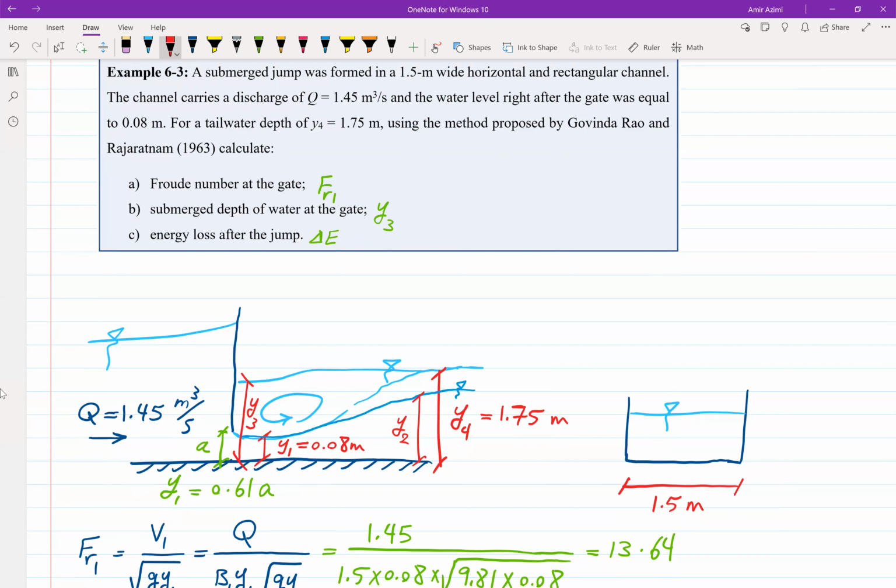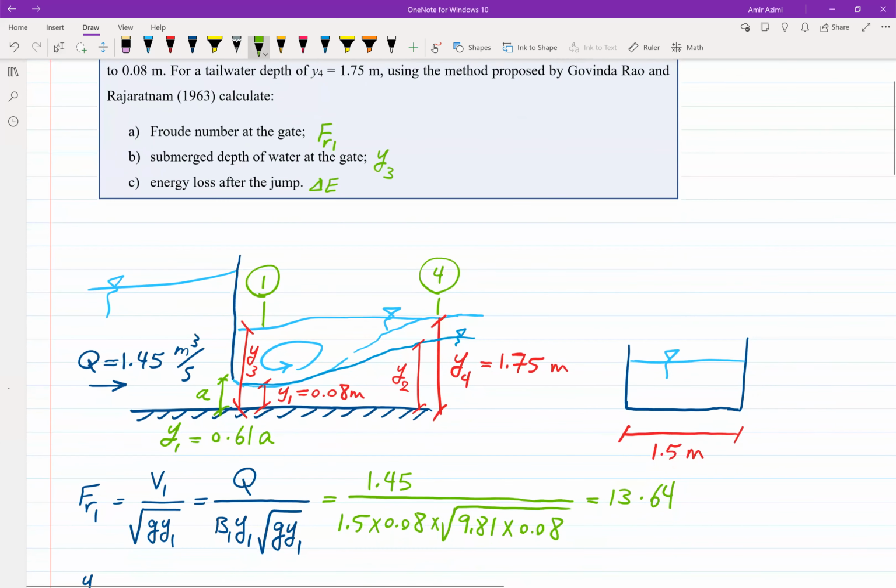Then the question asks to calculate energy loss after the jump. There's an equation to calculate energy loss, and you can also calculate the energy loss by writing the energy equation at section 1 and section 4. So we basically do both methods. Writing the energy equation would be much easier because once you have Y1 and Y4, you can easily calculate the velocity by continuity equation, and the difference would be the energy loss. We can also use the provided equation to see what the difference is.